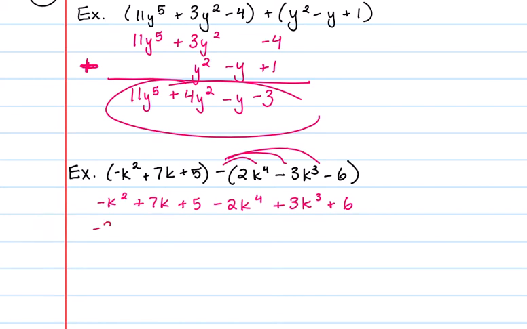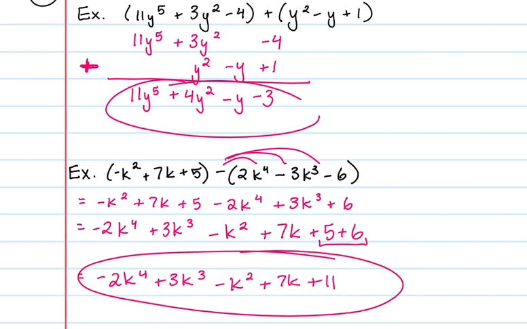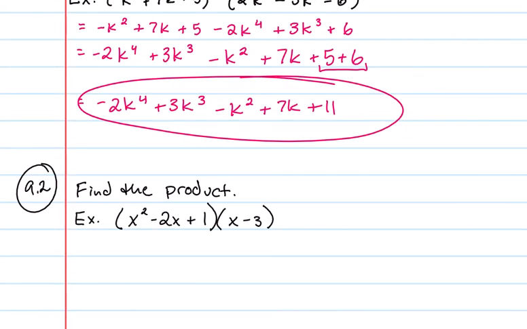This is going to be equal to negative 2k to the fourth plus 3k cubed minus k squared plus 7k plus 5 plus 6. Alright, so here I actually only have two terms that I'm going to end up combining, and those would be my constants. So my final solution here is going to be negative 2k to the fourth plus 3k cubed minus k squared plus 7k plus 11. Alright, sometimes we can't combine too many terms and we end up with a huge long line. That's alright. Alright, 9.2. Find the product.